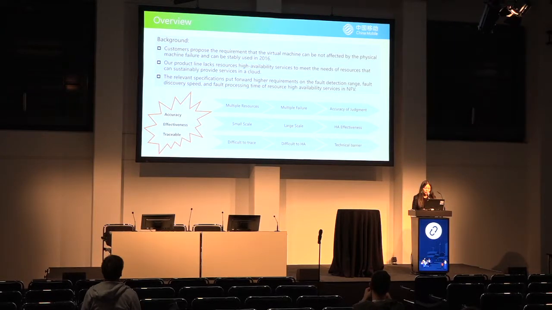So as you can see, we face a lot of challenges and problems because we have to develop new software from zero. The first difficulty is that in a complex environment, there are multiple resources and multiple kinds of failures. That makes it very difficult for the service to guarantee the accuracy of judgment. Secondly, in a large-scale environment, it is difficult to guarantee the effectiveness of the high availability. And the last one, some of the failures are very difficult to find out and very difficult to recover. So we face a big challenge, but we must find a way out.